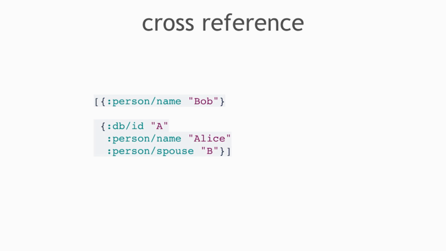And so here I'm using Bob in person spouse. That person spouse is a reference attribute. So I'm putting a string value in. Datomic will see that and say, oh, that's a temp ID. That temp ID had better match a temp ID that appears as an entity ID. So in this case, DB ID. DB ID is special. DB ID is not really an attribute.